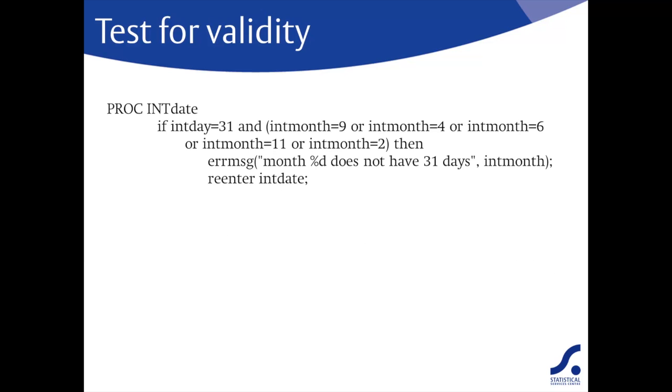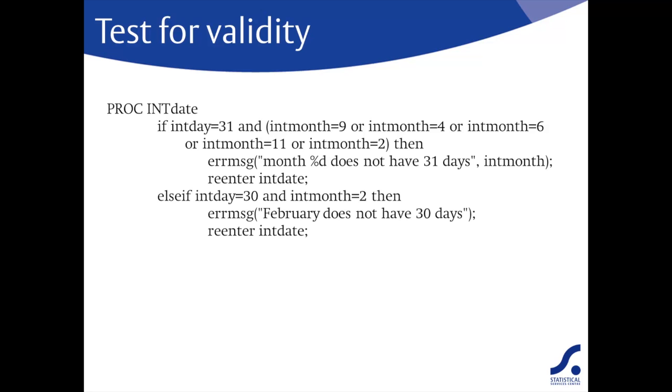The code on the previous slide checks for each component being within the correct range. But what about trapping things like the 30th of February? Well, here we have some code that looks at the month and the day to see whether the month has too many days. Firstly, if it's the 31st of the month, we check to see whether the month is September, April, June, November or February. Note how the error message here has a parameter. When the message appears, %d will display the value from int month.